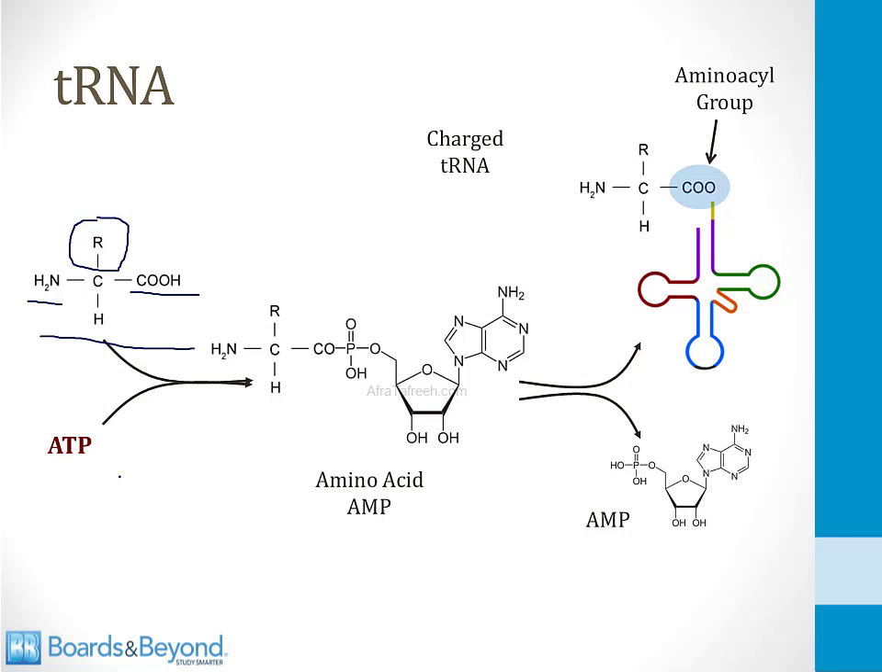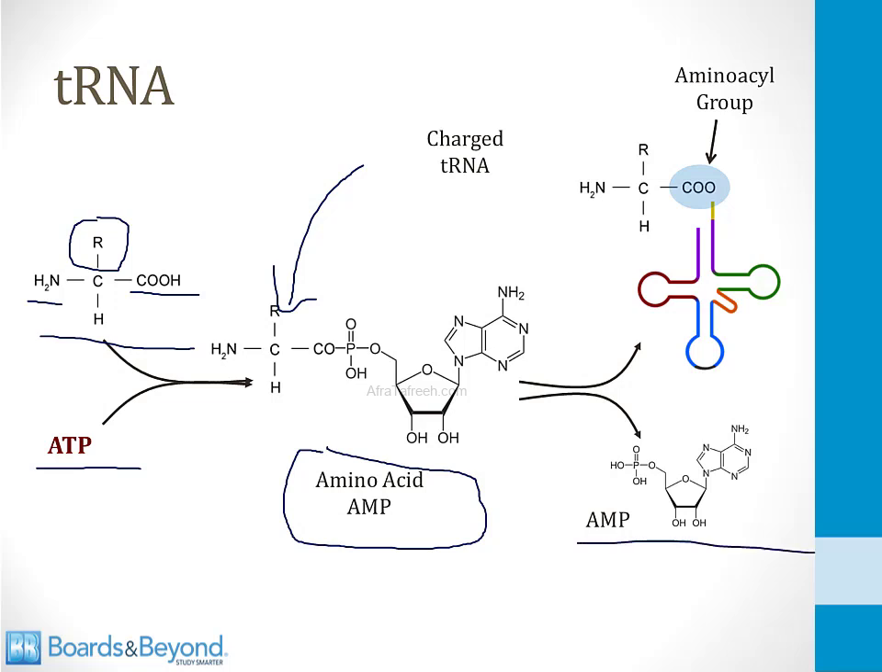As I mentioned on the last slide, this process requires ATP, and the first step is actually to add the amino acid to the ATP molecule. Two of the phosphates are lost and the amino acid is linked up to AMP. This forms an intermediate called an amino acid adenosine monophosphate. Next, the AMP molecule is split off and the amino acid is added to the end of the tRNA molecule, and this forms an aminoacyl group. Hence, the enzyme that catalyzes this process is called aminoacyl tRNA synthetase.